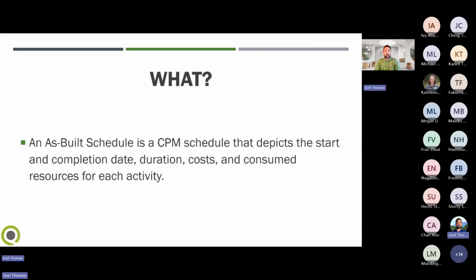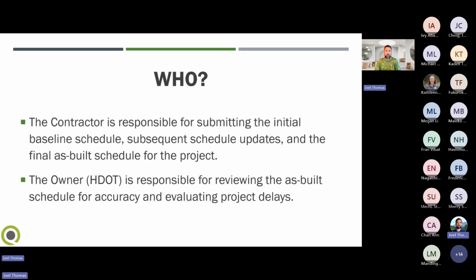completion date, duration, costs, and consumed resources for each activity. The contractor is responsible for submitting the initial baseline schedule, subsequent schedule updates, and the final as-built schedule for the project. The owner, or HDOT, is responsible for reviewing the as-built schedule for accuracy and evaluating project delays.